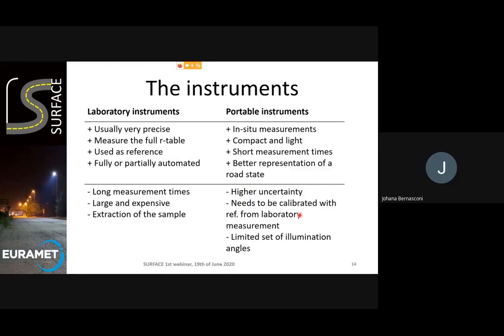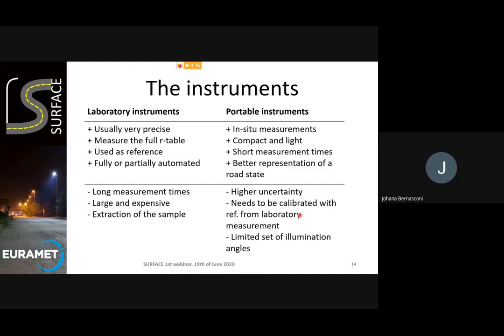So the laboratory instruments, they're usually very precise. They measure the full R table, so all the values I presented before. And they can be used as a reference. And usually, because they measure all the data points, they are fully or partially automated. The downside is that they have quite long measurement times.